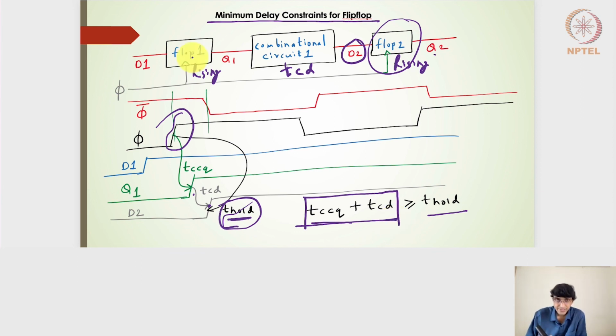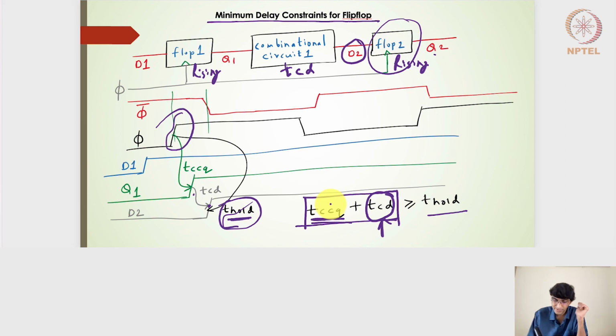TCCQ from the flop design is again a characterized parameter, so we don't have much of an allowance to design it. What we can design differently is the TCD. So TCD is a design parameter. We have to design a combinatorial circuit such that TCD is greater than or equal to T hold minus TCCQ. And we'll also have to come up with a combinatorial circuit design such that TPD, the propagation delay, should not violate the setup time failure, right?